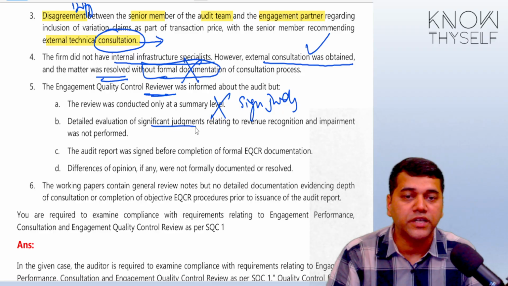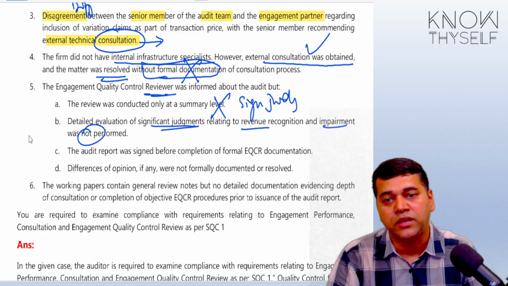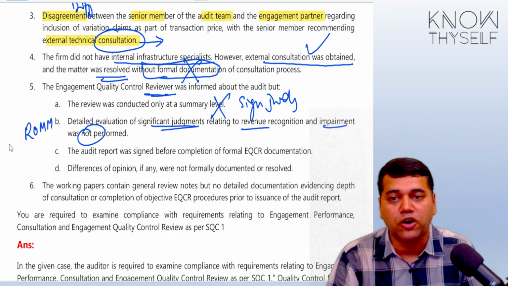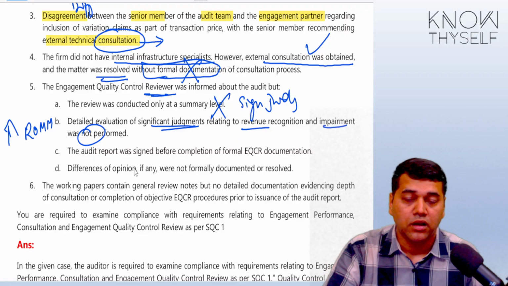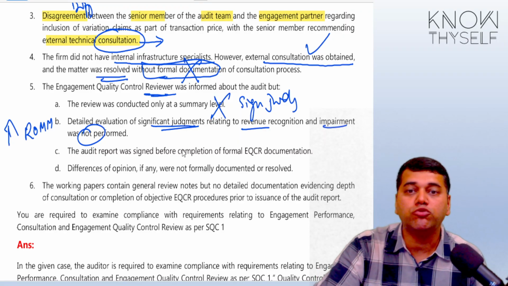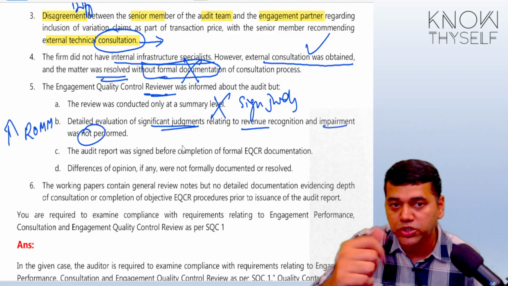Detailed evaluation of significant judgments related to revenue recognition and impairment was not performed. See, these are all the instances where the risk of material misstatement is very high. Risk of misstatement is very high. How can an EQCR leave these two entities, these two issues?